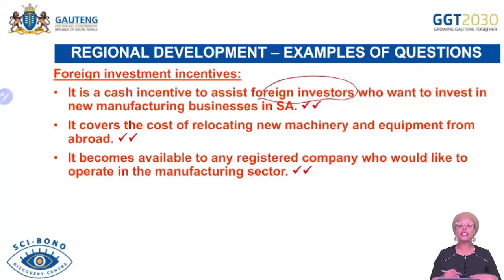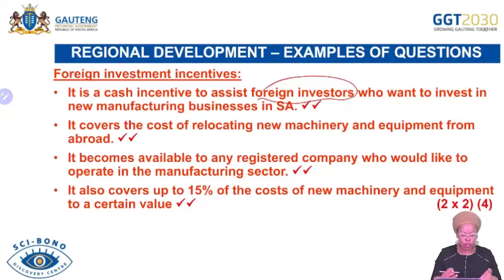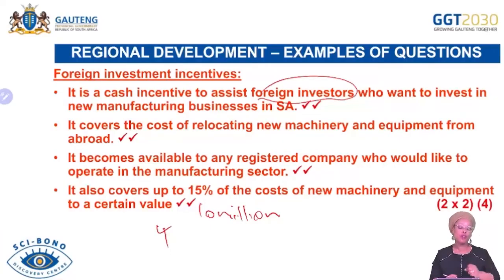But if you miss those points, you can add: it becomes available to any registered company who would like to operate in the manufacturing sector, but only who are foreigners. It also covers up to 15% of the cost of new machinery and equipment to a maximum of 10 million rand. So you will get your maximum 4 marks if you give us 2 full sentences. Avoid writing in smaller sentences because you might not even get your full marks. So this type of question ensures that your sentences are longer.